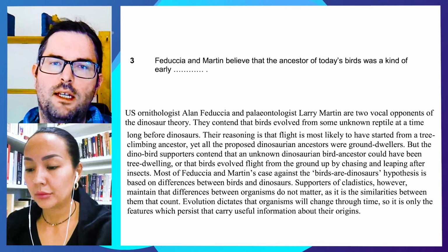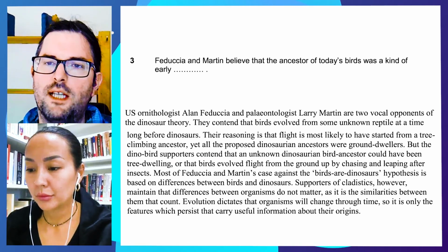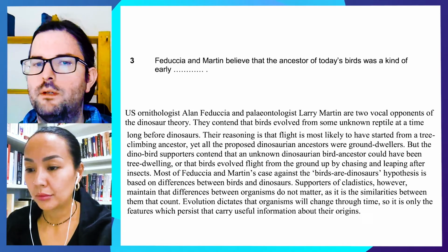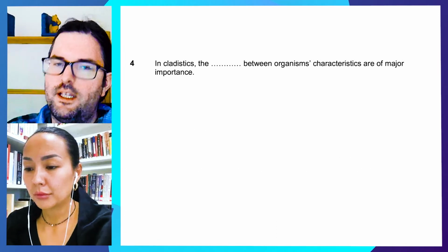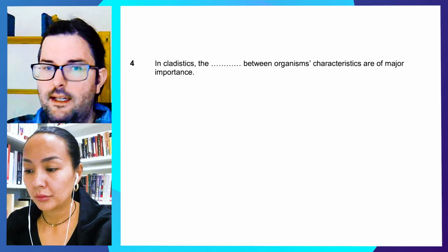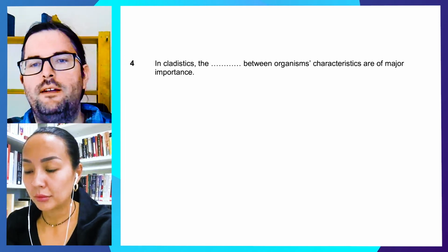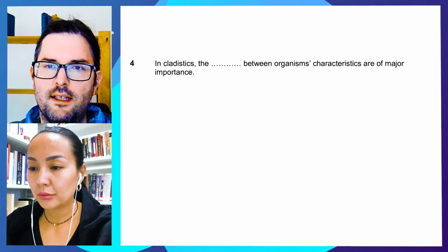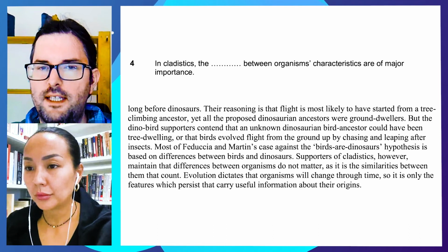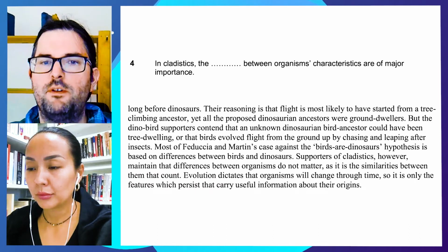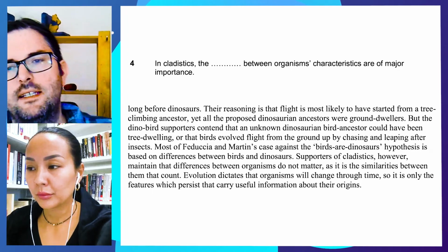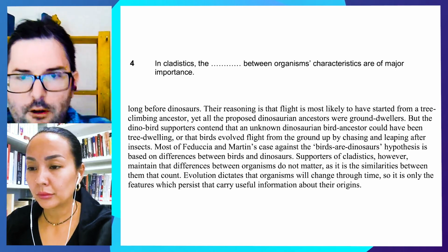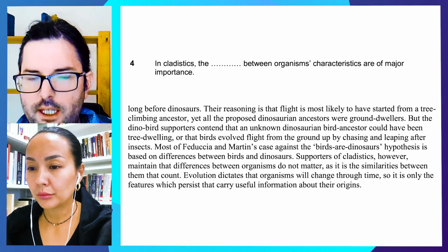So Fiducia and Martin, they contend that birds evolved from some unknown reptile at a time long before dinosaurs. Okay, so it was a kind of early reptile. Next one, in cladistics, the blank between organisms' characteristics are of major importance. Okay, so it says here, supporters of cladistics, however, maintain that differences between organisms do not matter, as it is the similarities between them that count. So the answer is similarities. Okay, so number 4, similarities.